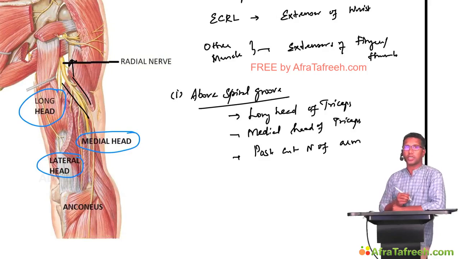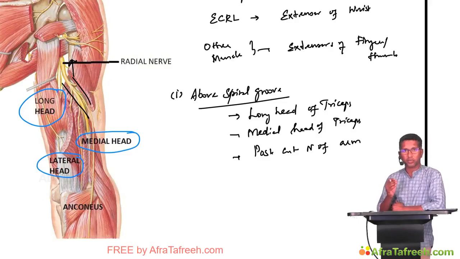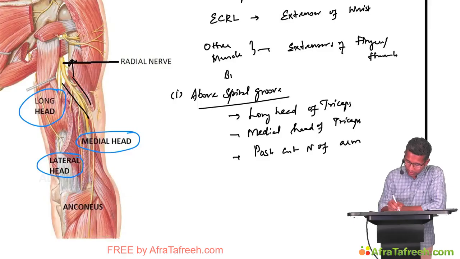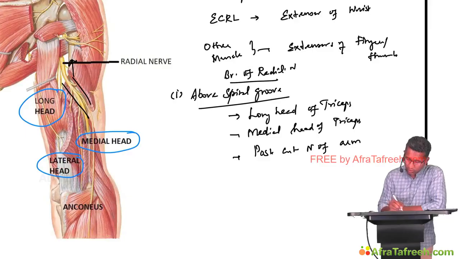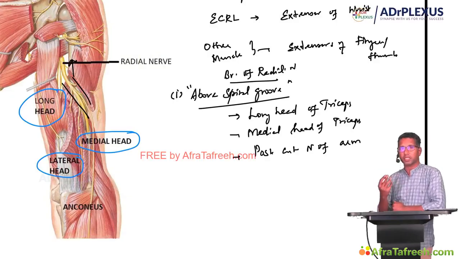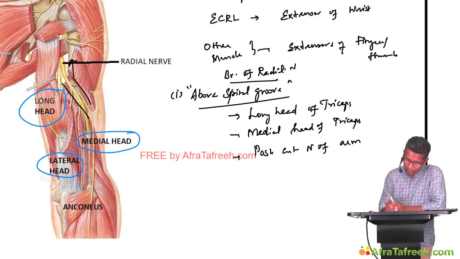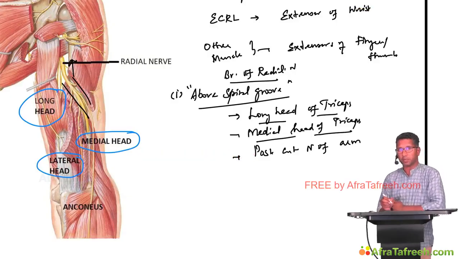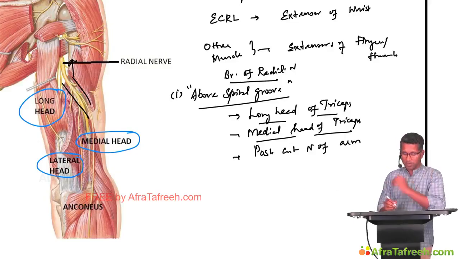So these are the branches of the radial nerve above the level of the spiral groove. We are discussing the branches of the radial nerve. Above the level of the spiral groove, you get these three main branches. Two supply muscles, one supplies the skin of the arm. One is the long head of triceps, another is the medial head of triceps, supplied by the radial nerve above the level of the spiral groove. This is very, very important. Please keep in mind, above the level of the spiral groove, only triceps is being supplied here.